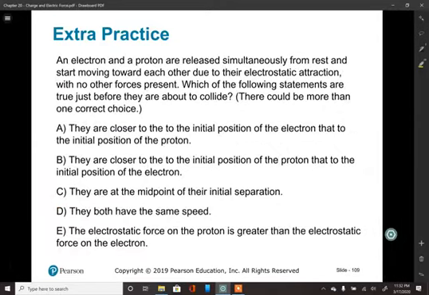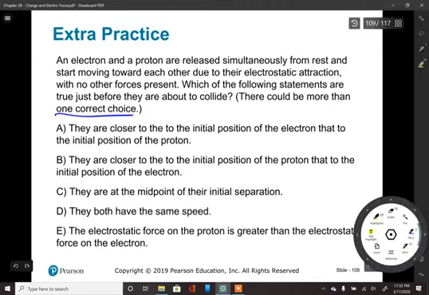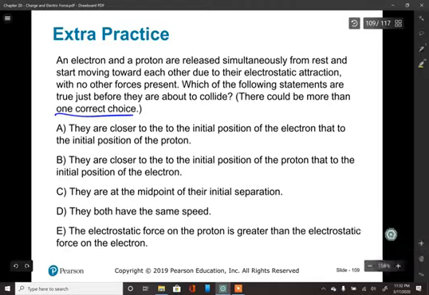Answer. Okay, this is another multiple correct options question. And this one deals with applying F equals ma in addition to Coulomb's law. So we have an electron and a proton. They're released from rest, and they move towards each other.